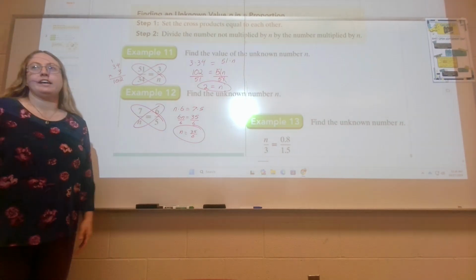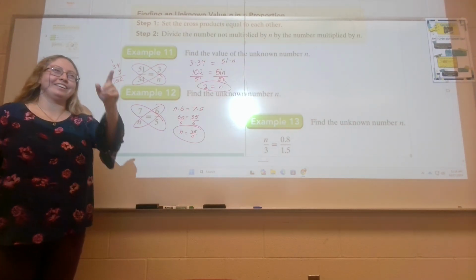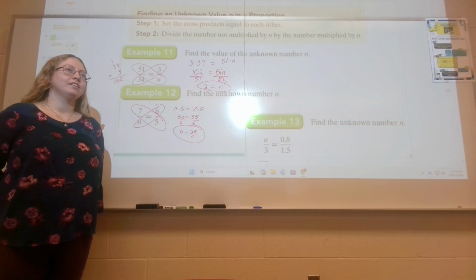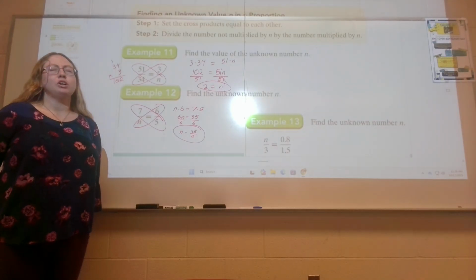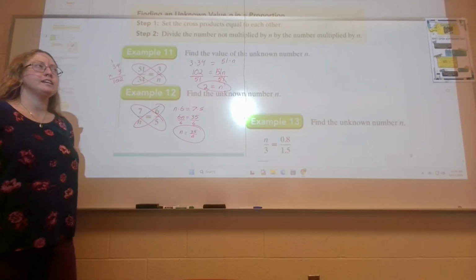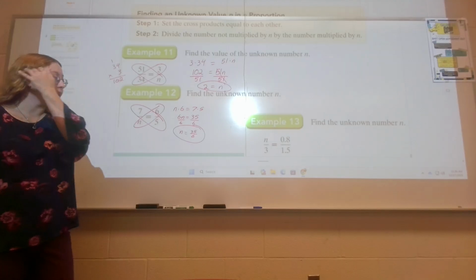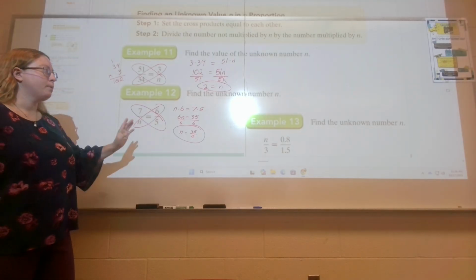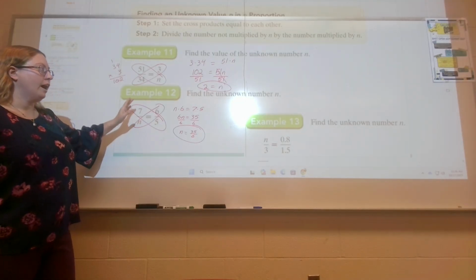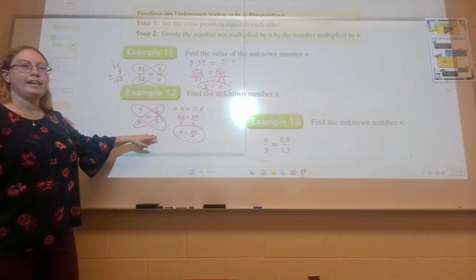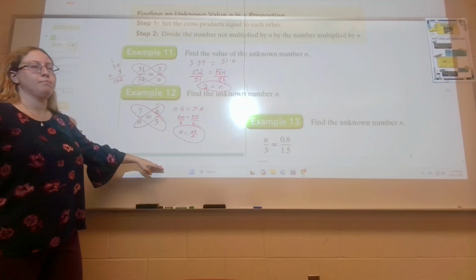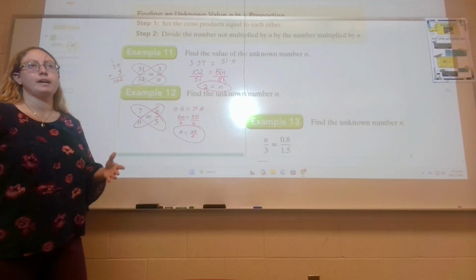I told you guys I don't like decimals. That's why I'm stopping there. I don't know off the top of my head, but my guess is that on the homework and the test, it's probably going to say something like find the unknown number n and then leave your answer as a simplified fraction or a decimal. That would be my guess.